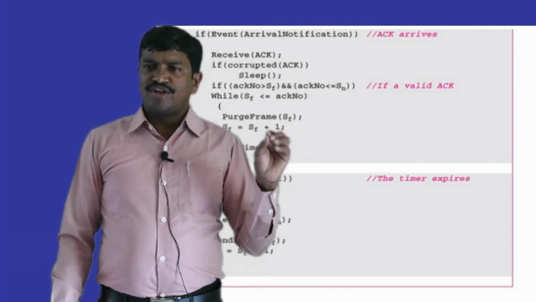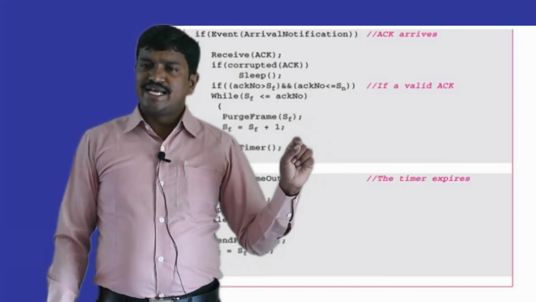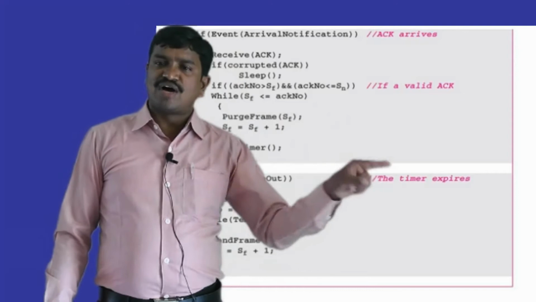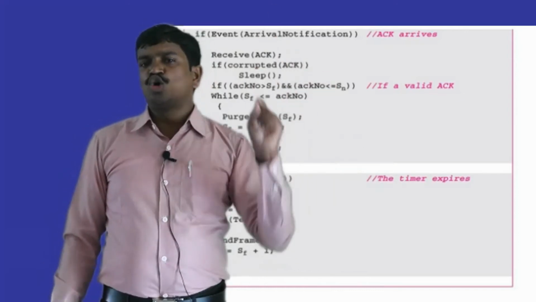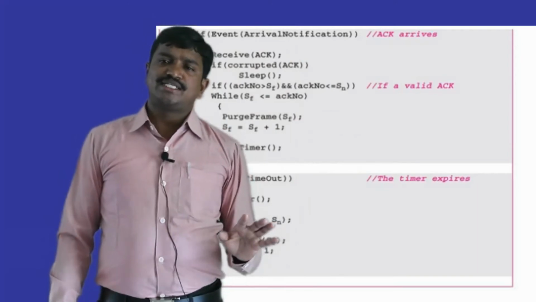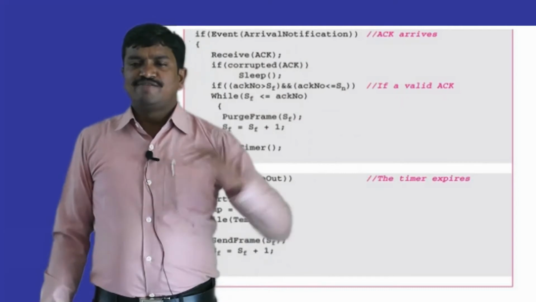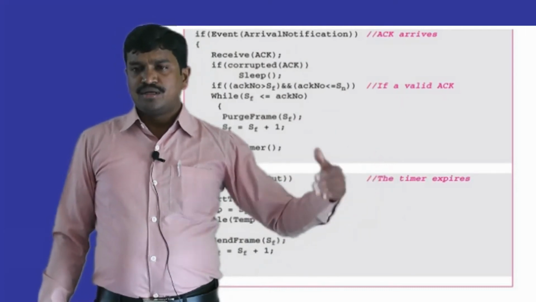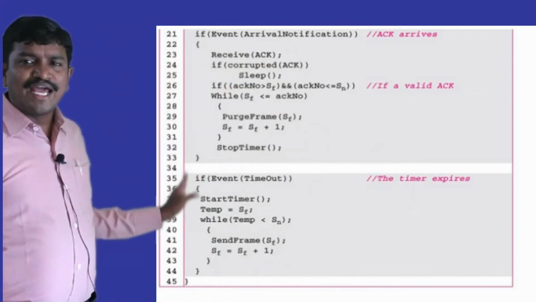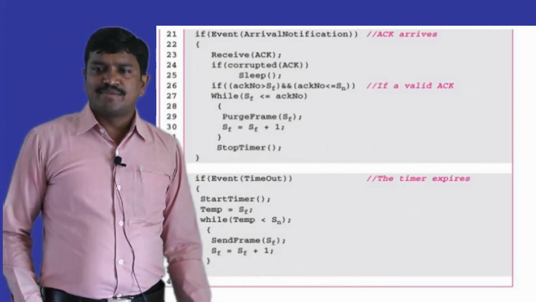When the timer is expired on the 4th frame, the sender has to start the retransmission again from the 4th frame. Though it has already sent 5, 6, 7, those are simply ignored by the receiver because it is expecting the 4th frame. That is the reason this algorithm is named Go Back N ARQ. If something goes wrong in the transmission, it goes back N frames and retransmits the work. So this is how the sender side algorithm works.